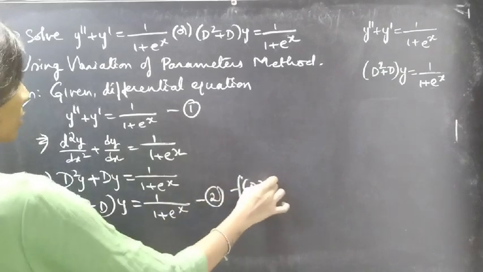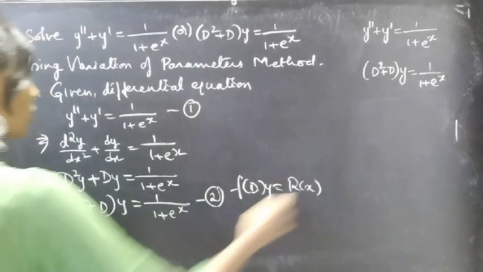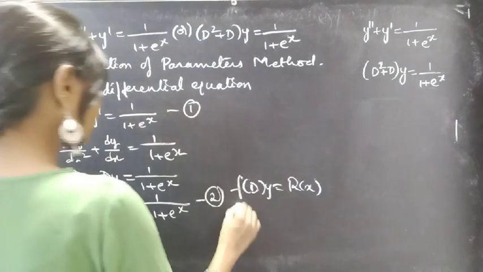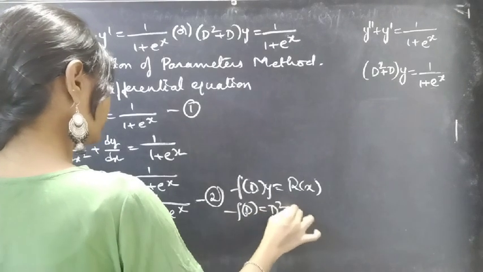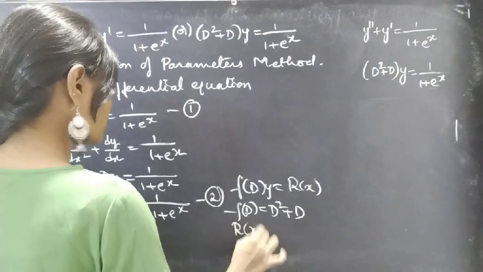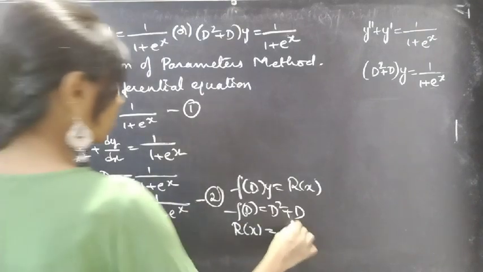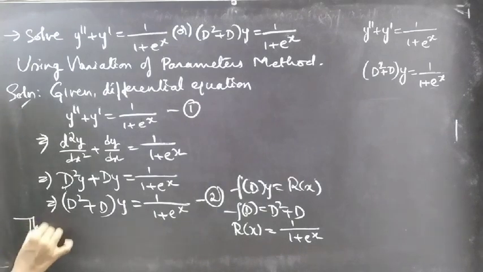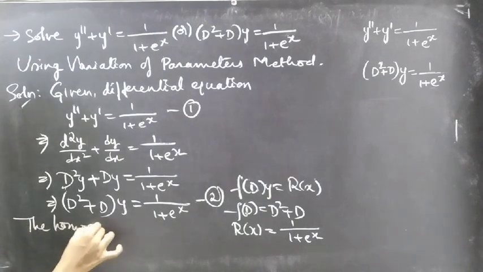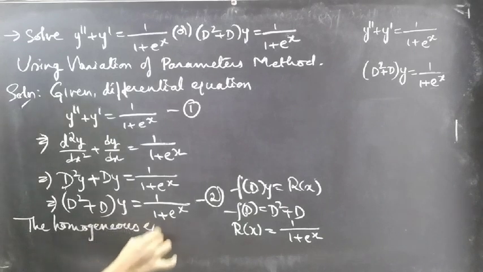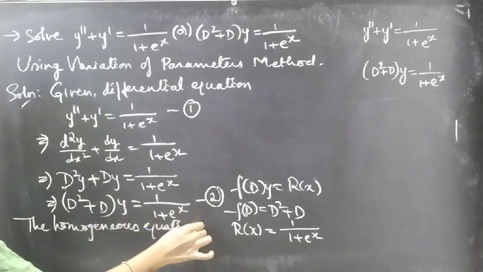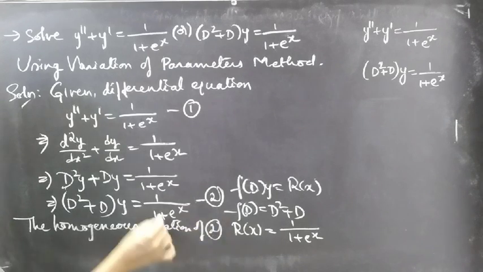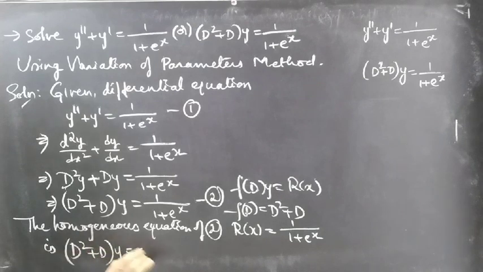Say f of D into y equal to some function of x, where f of D is D square plus D, and r of x is the RHS part, 1 by 1 plus e power x. Let's now write the homogeneous equation of equation 2. The homogeneous equation of equation 2 is D square plus D into y equal to 0. Consider it as equation number 3.